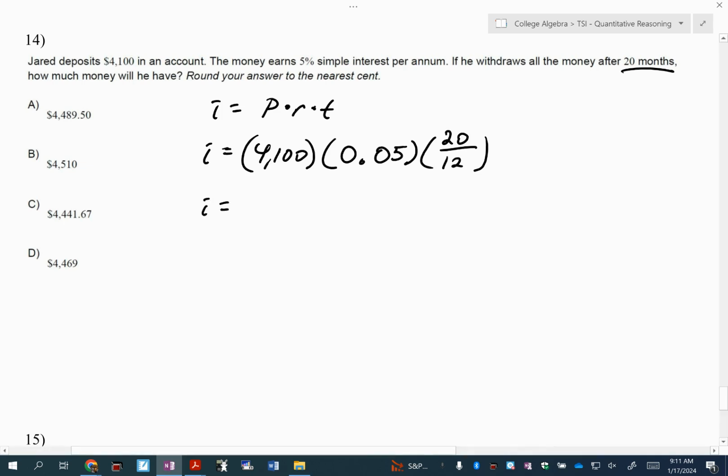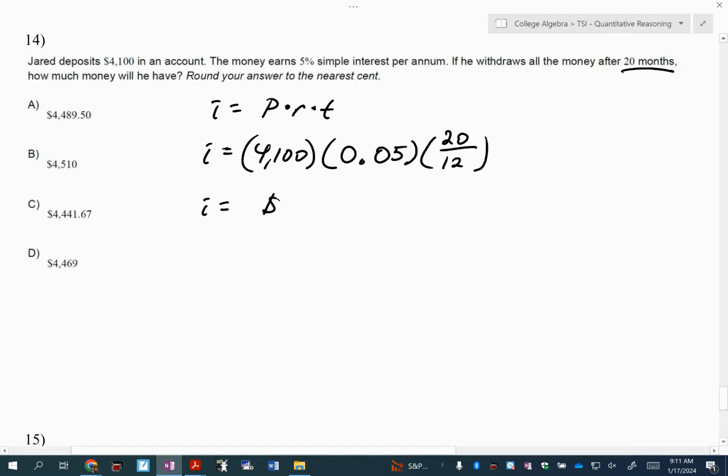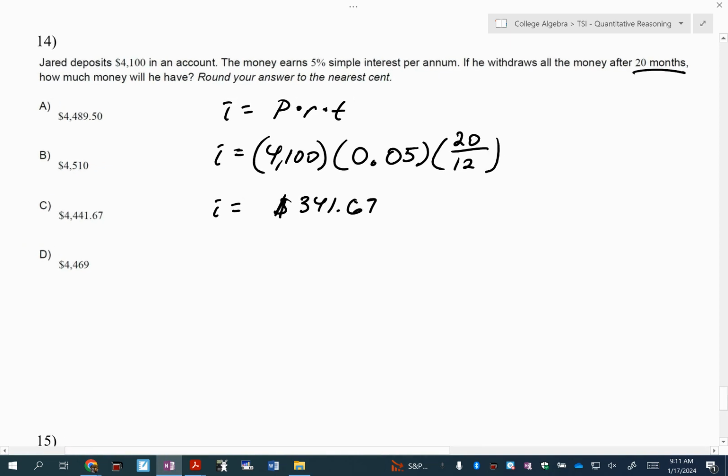So if I multiply in a calculator 4,100 times 0.05 times 20/12, this would give us the amount of simple interest. So roughly $341.67. And then to find how much money Jared is able to withdraw, you're going to add that simple interest to the original amount that Jared deposited. So 4,100 plus 341.67 would give us C as the answer.